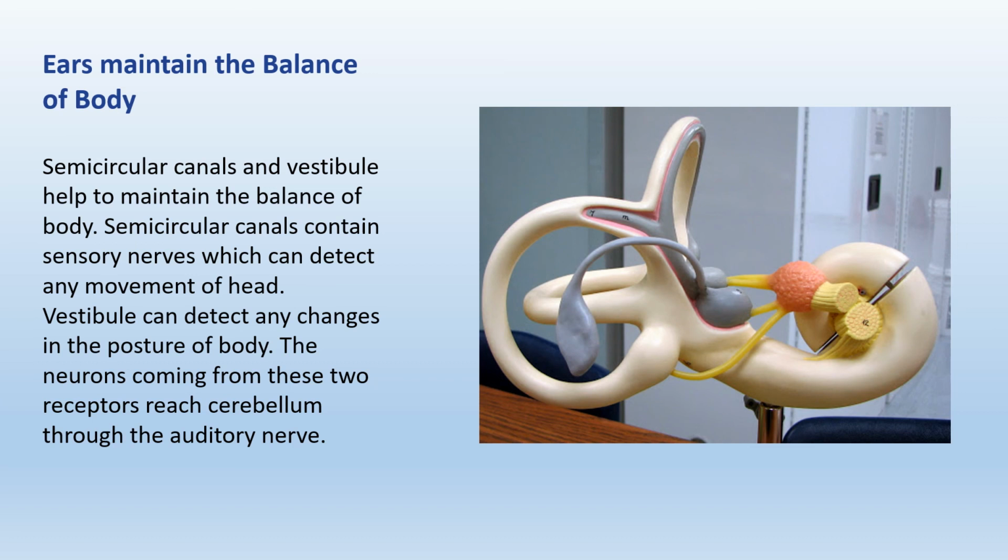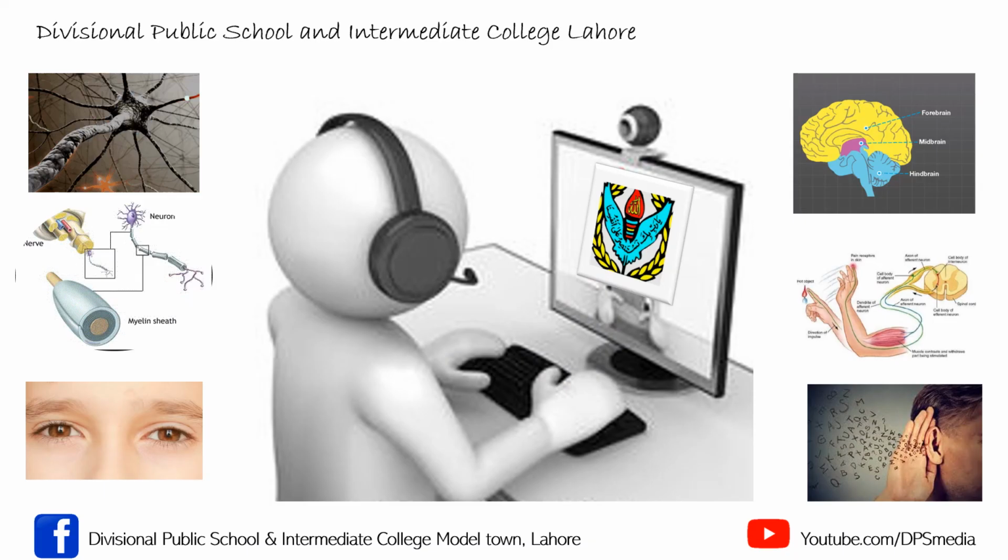Semicircular canals contain sensory nerves which can detect any movement of the head. Vestibule can detect any changes in the posture of the body. The neurons coming from these two receptors reach the cerebellum through the auditory nerve. This was about the ears.